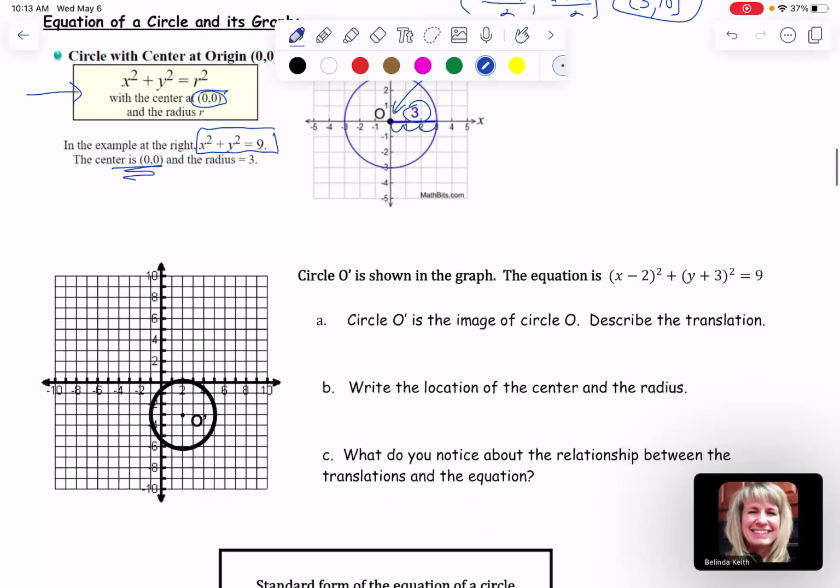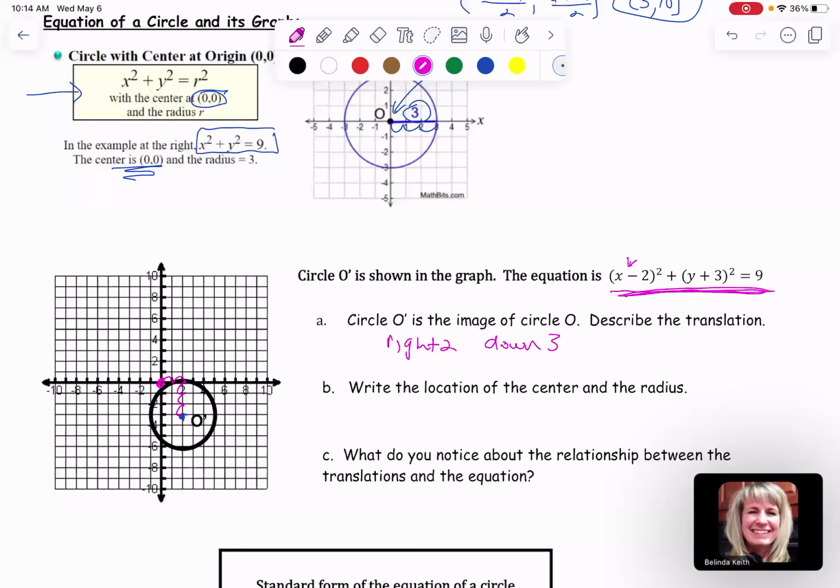Let's translate it a little bit. So this next example has the exact same circle, it's just moved. You can see your center is right here, and it's moved from the origin that was right here. So if we think about this in terms of how it translated, it went to the right 2 and it went down 3. So it went right 2 and down 3. All right, so looking at your equation that goes with this circle, let's talk about how we can see that translation in the equation.